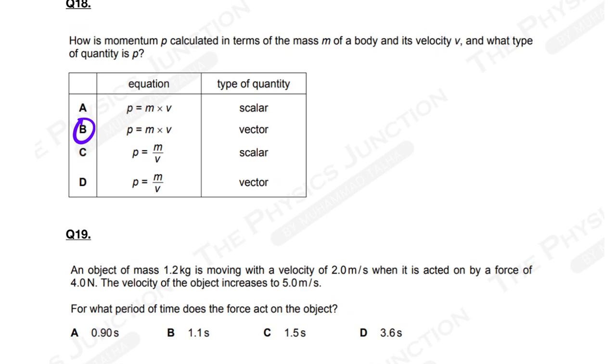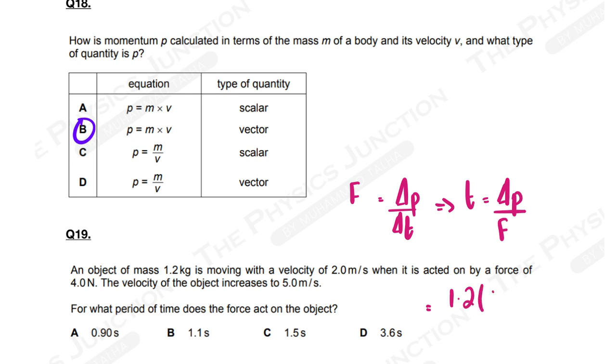An object of mass 1.2 kg is moving with the velocity of 2 meters per second. When it is acted on by a force of 4 newtons, velocity of the object increases to 5. For what period of time does the force act? Again, we've done questions like these just moments ago. So force is the rate of change of momentum. So time would be the change in momentum over force. So change in momentum would be mv minus mu. So 1.2, v is 5, u is 2, force 4. And this gives us the time as 0.9 seconds.